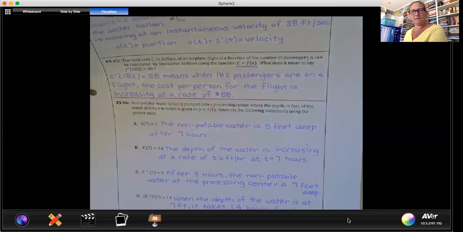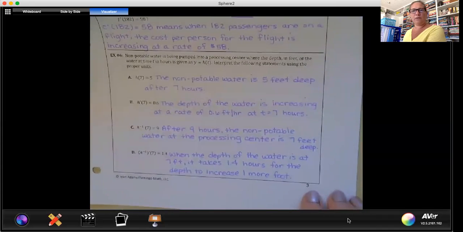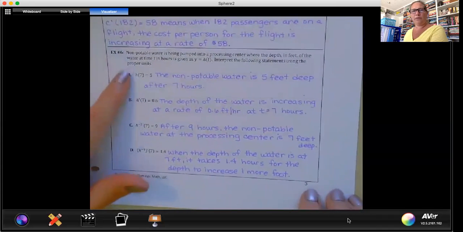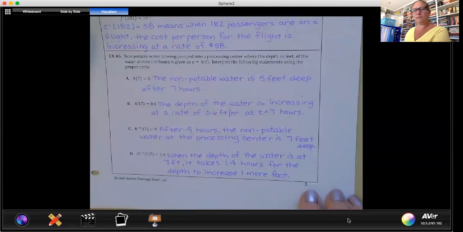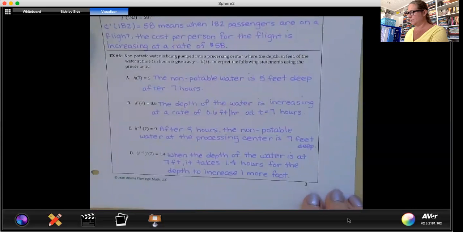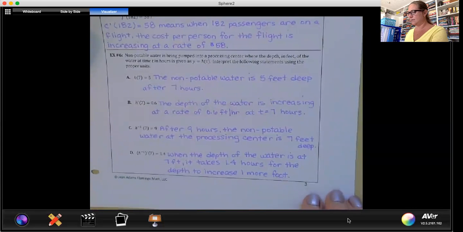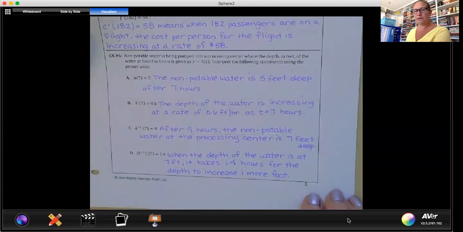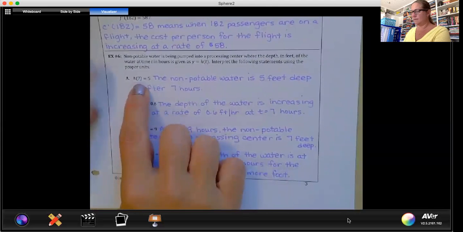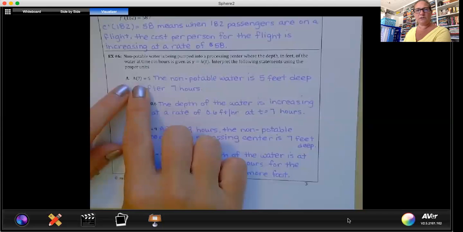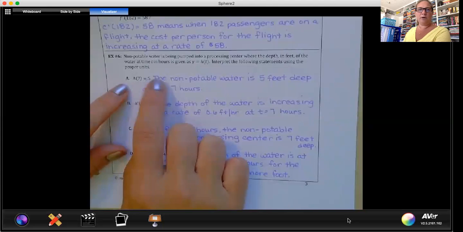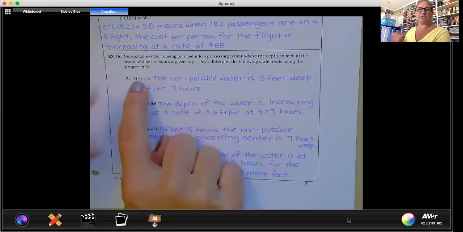And number 6 is very much like number 3, where you just write out what the notation means based on a scenario. Non-potable water is being pumped into a processing center where the depth in feet of the water at time t in hours is given as y equals h of t. Interpret the following statements using the proper units. h of 7 equals 5. No derivative, no inverse, just simply means the non-potable water is 5 feet deep after 7 hours.